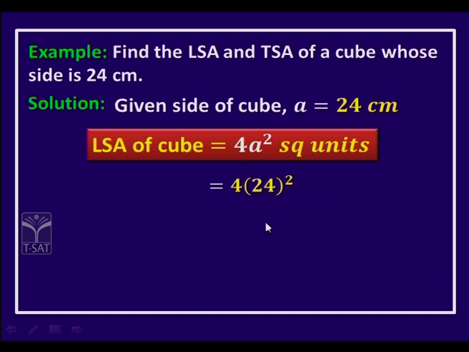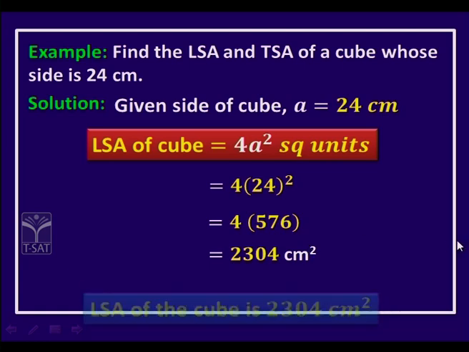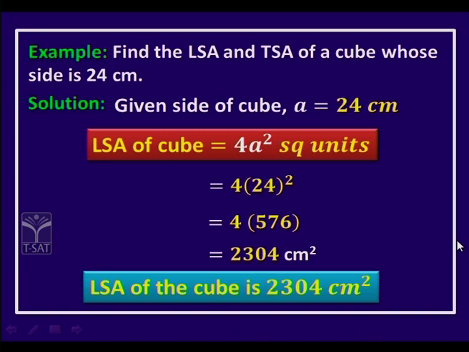So, we get 4 into a², that means 24 whole square. So, children, you have learnt already about squares of numbers. So, what is 24 square? Yes, it is 24 into 24. So, what do you get, children? Yes, 576. So, we get this as 4 into 576. Now, let us multiply these two, children. So, on multiplying you get 2304. That means, the lateral surface area of the cube is 2304 centimeters square.